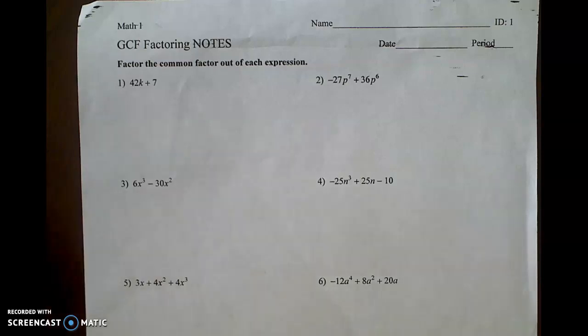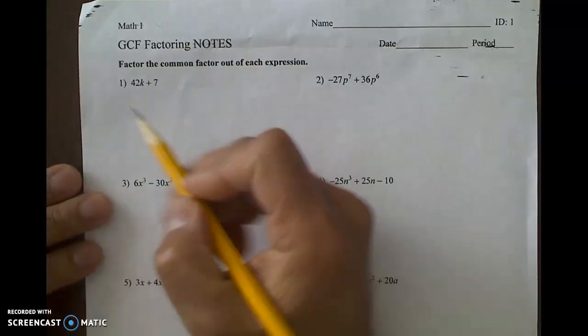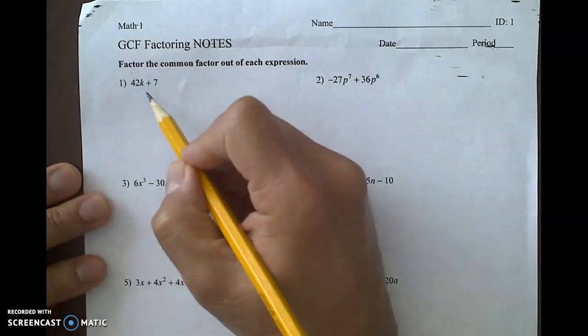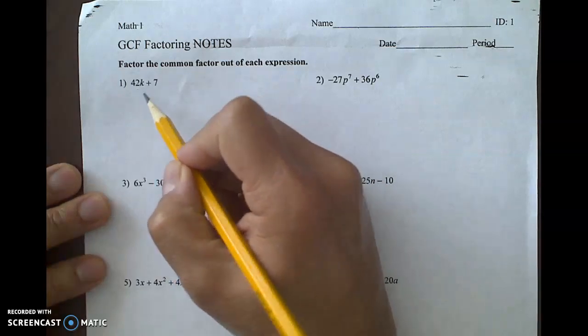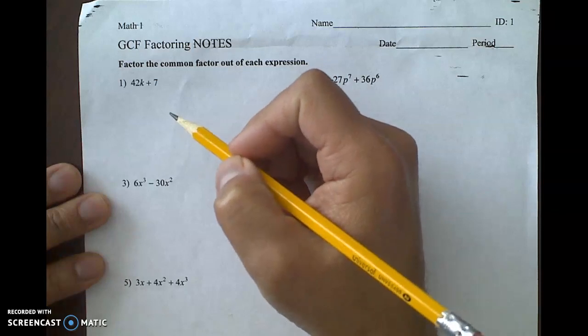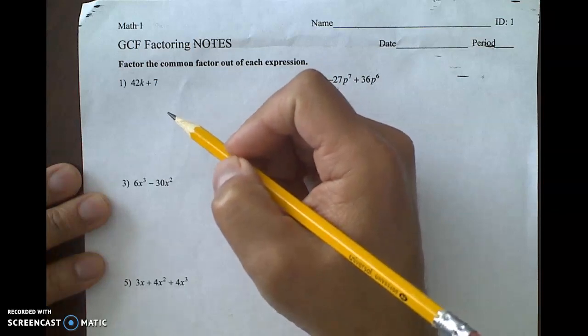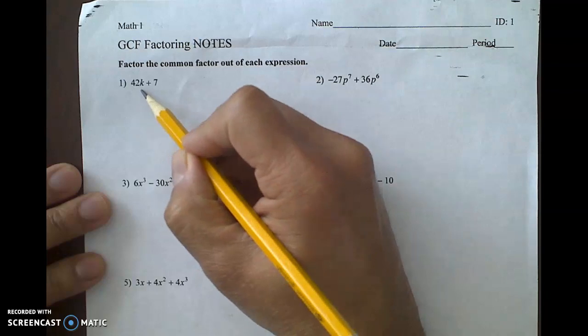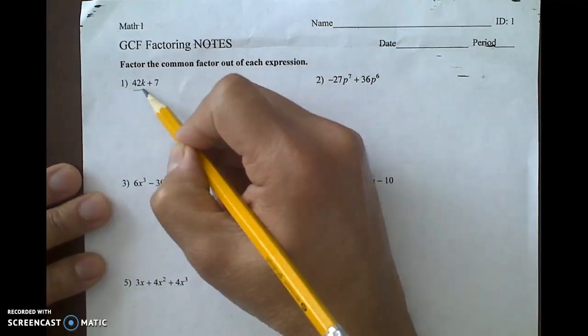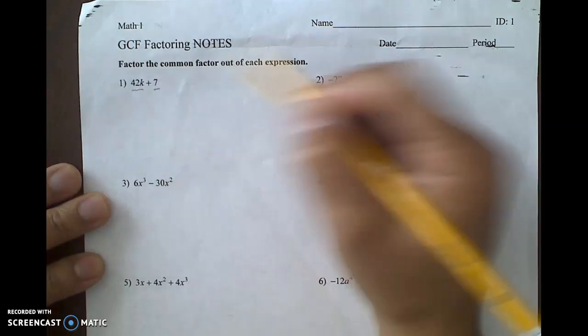Alright, so when you are GCF factoring, you want to first make note of how many terms you have in your expression. So for this first example, there are two terms. Terms are things that are separated by a plus or a minus sign. This is 42k plus 7, so there are two terms, 42k and then the 7.